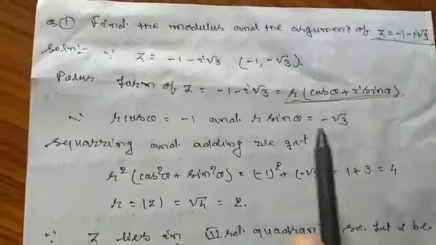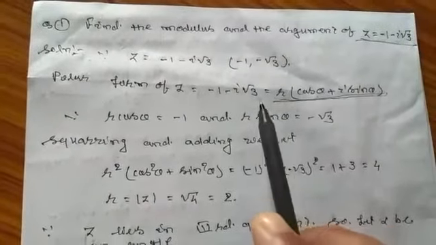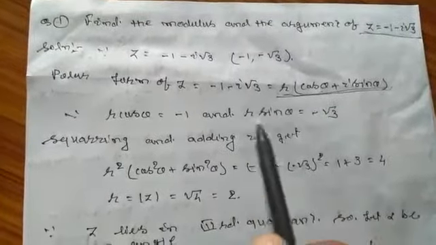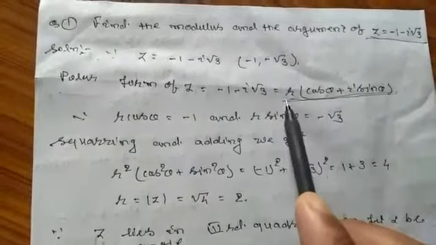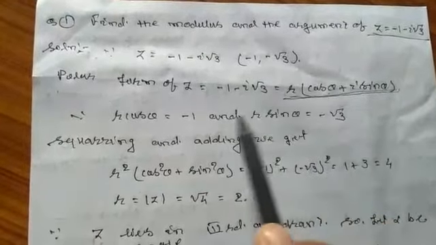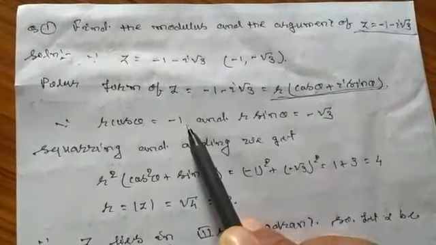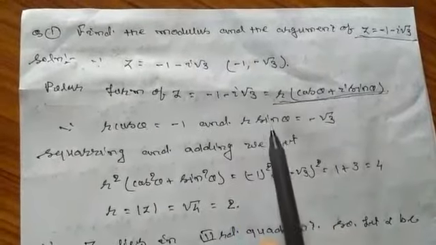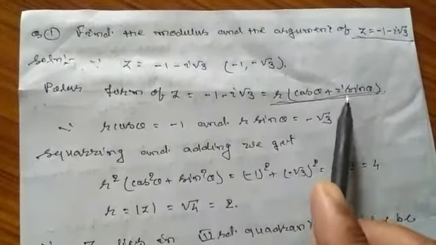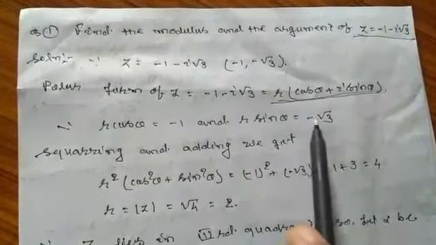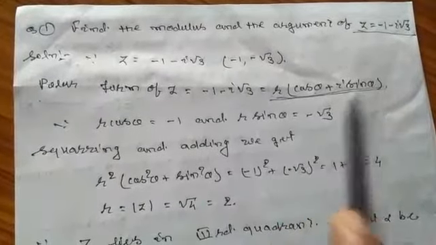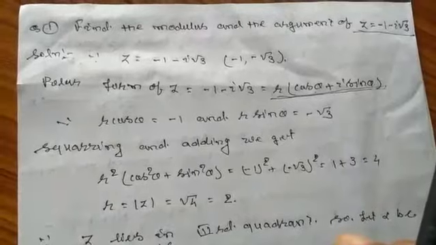Now equating real part to real part and imaginary part to imaginary part, we will get r cos theta is equal to -1, which is the real part, and r sin theta is equal to minus root 3, which is the imaginary part of the complex number.